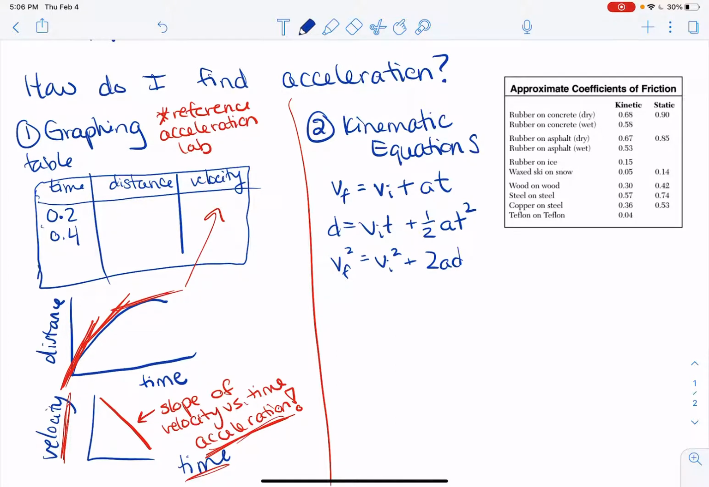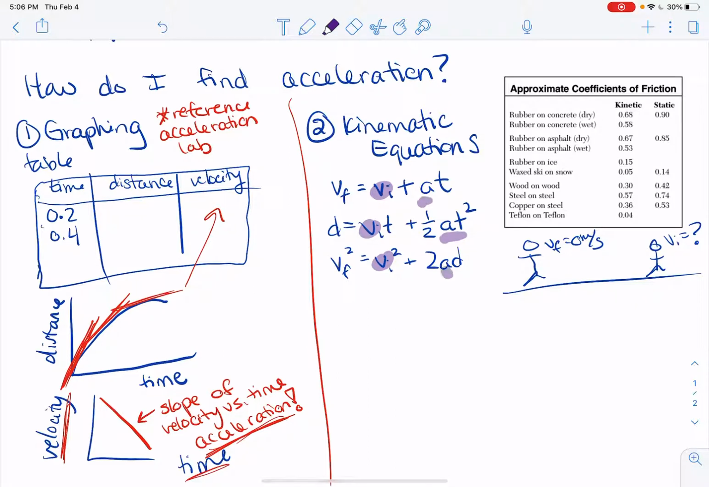So these are the kinematic equations we're familiar with. If you remember from our picture up above, we don't know what V initial is, but we do know that V final is 0. And if you notice, every equation has V initial in it and acceleration. So we can't actually use any of these equations because we don't know what V initial is. So we have to be a little bit more creative.